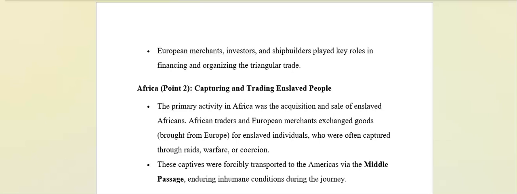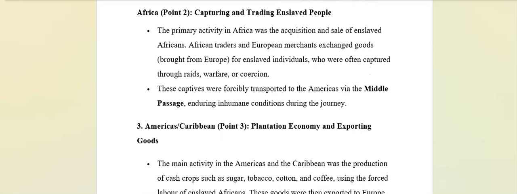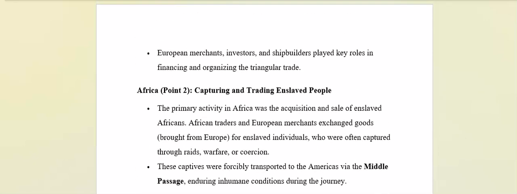So African traders and the European merchants exchanged goods that were brought from Europe, and at point one in Europe we refer to goods such as alcohol, textiles, etc. So the African traders were exchanging these goods with the European merchants for enslaved individuals, right? Who were often captured through warfare or maybe raids or coercion. These captives were forcibly transported to the Americas along the Middle Passage. And in an earlier question, we talked about the inhumane conditions that these African slaves had to endure during the journey of the Middle Passage. Now, that was the second point, which is in Africa.